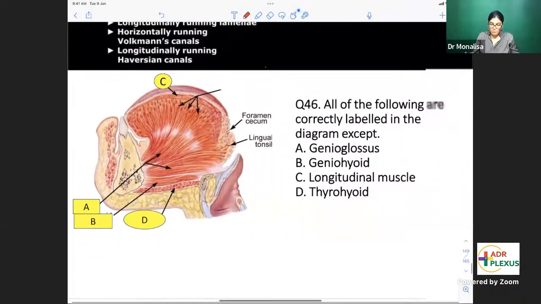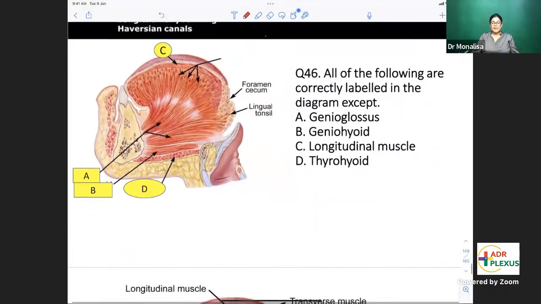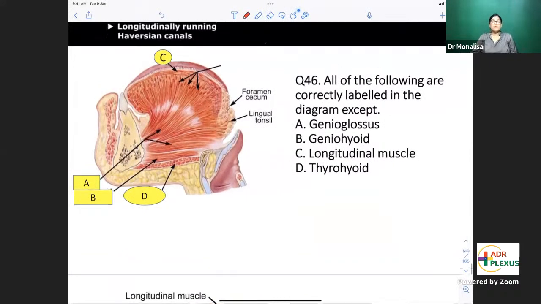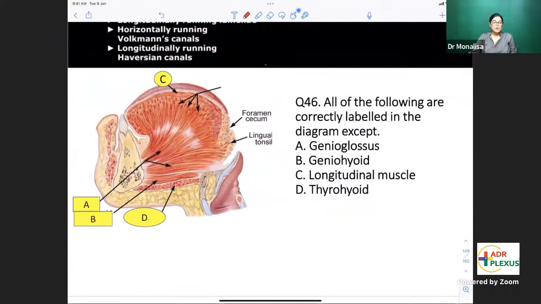Now let's see question number 46. All of the following are correctly labeled in the diagram except, which is the wrong labeling here? Question number 46, just 3-4 more MCQs. So just 4 more MCQs.